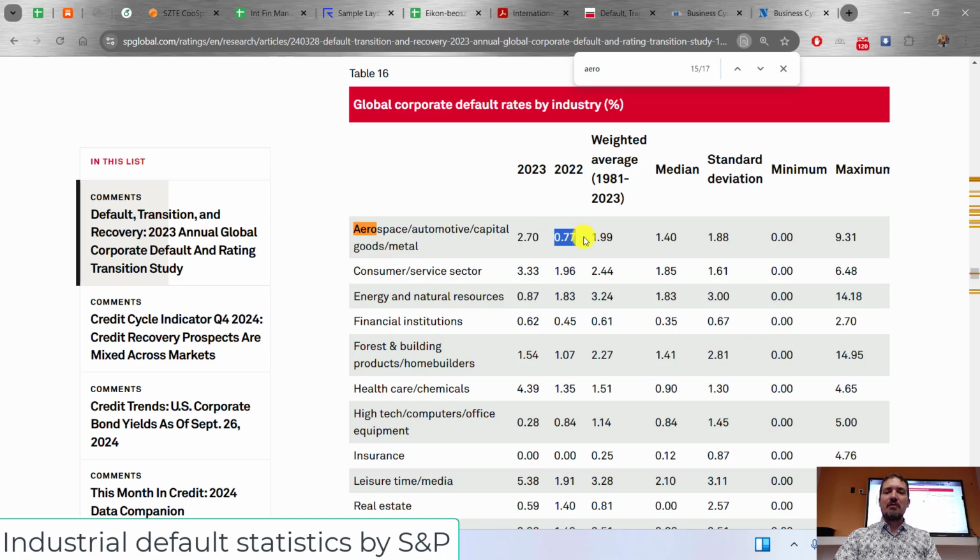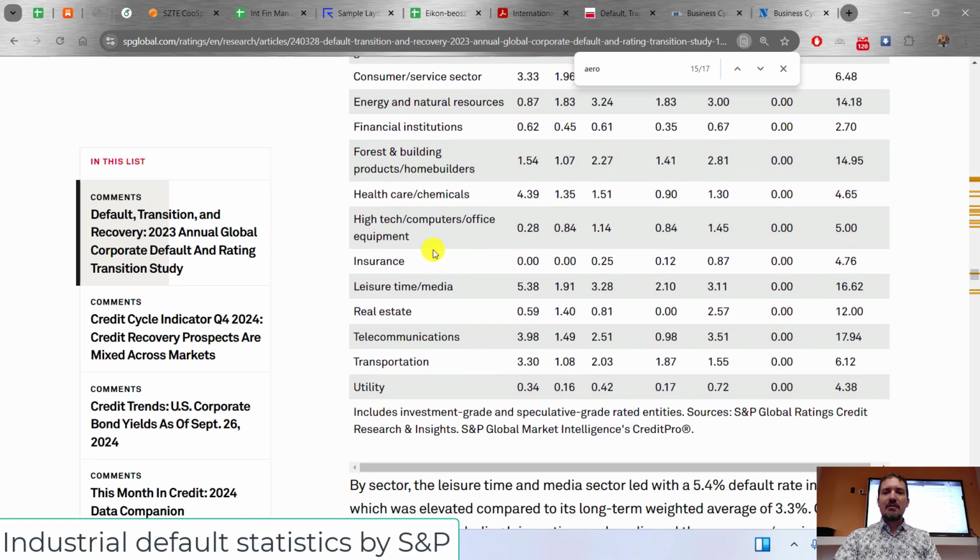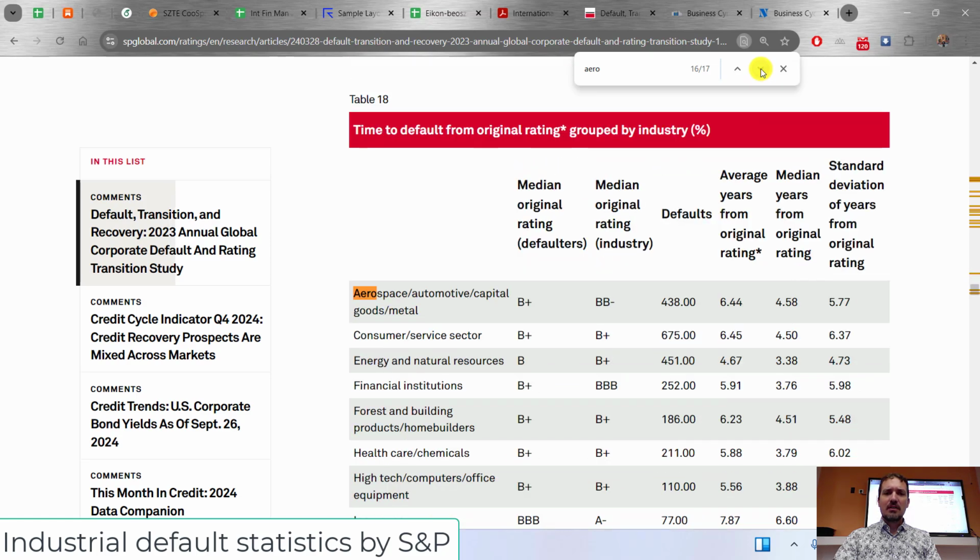So the historical level is 2%, 2.7 is no big deal. A year before it was way under, so we can save this one. This was the other. So, what is the median rating for defaulters?